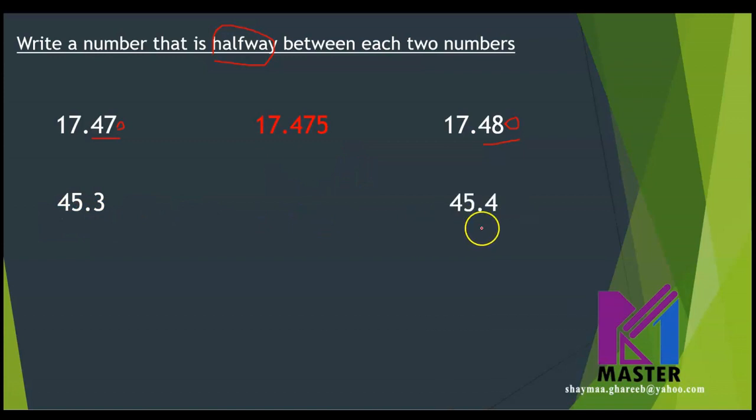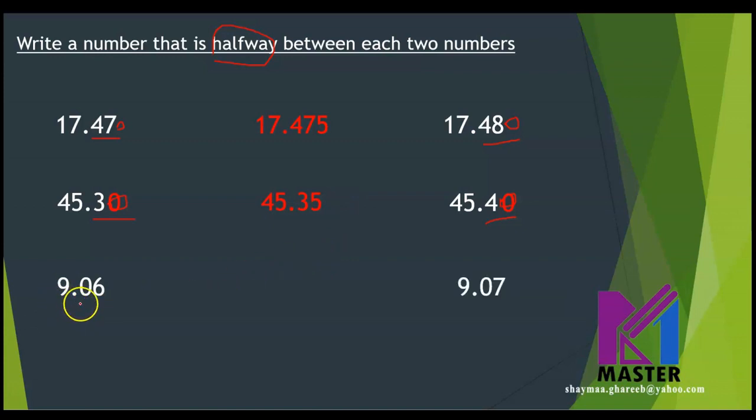45.3 and 45.4. I will add 0 to both numbers. Then I will find the number exactly in the middle between 30 and 40, which is 35. So it will be 45.35 or 45 and 35 hundredths.